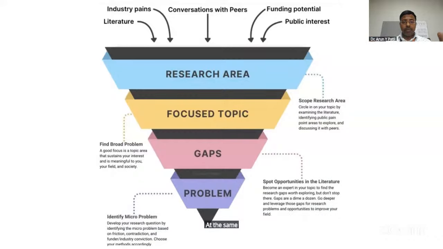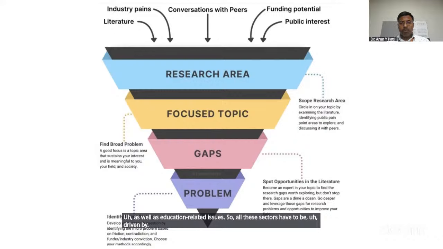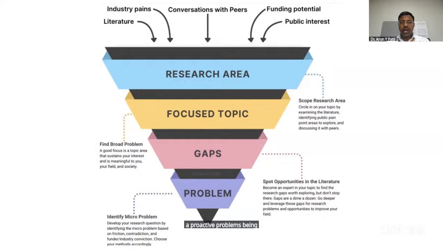At the same time, there is a huge requirement in countries such as India especially, wherein we are coming across so many medical emergencies. We are coming across a lot of transportation related issues. We are coming across a lot of social connectivity related issues, as well as education related issues. So all these sectors have to be driven by proactive problems being taken and addressed.